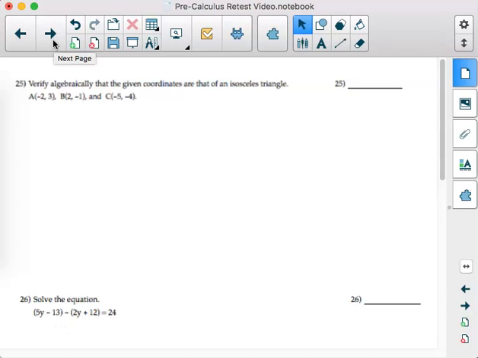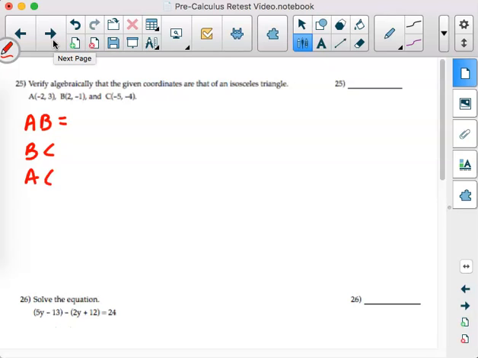25. Verifying algebraically that the given coordinates are that of an isosceles triangle. So these already have the nice labeling of A, B, and C on there. What we have to do is find the distance AB, the distance BC, and the distance AC, and make sure that two of those are going to be the same thing. And again, you have to show those steps. So we have to remember the formula, which is the difference between the two x coordinates, 2 minus a negative 2 squared, plus the difference between the two y coordinates, negative 1 minus 3 squared.